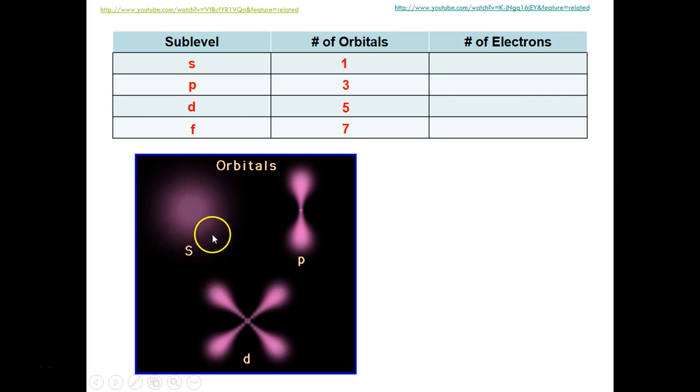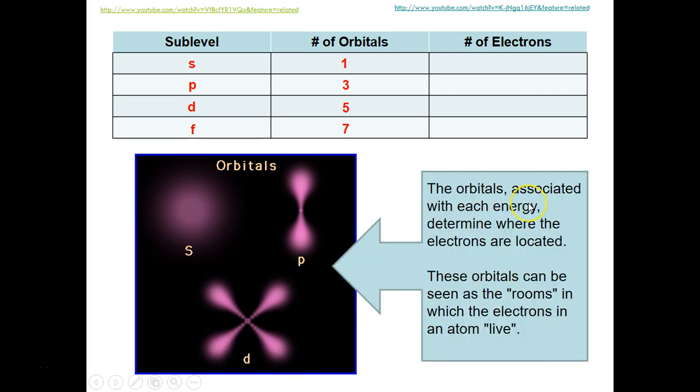S orbitals are spherical in shape. That's maybe where the S came from. P orbitals kind of look like dumbbells or kind of like peanuts. Maybe that's where the name comes from. And D orbitals look sort of like a diaper without the tab if you drew the outline, but I guess not really. So the orbitals are associated with a particular amount of energy.